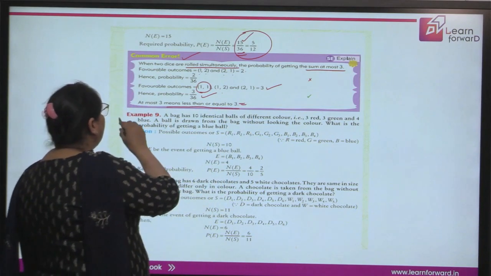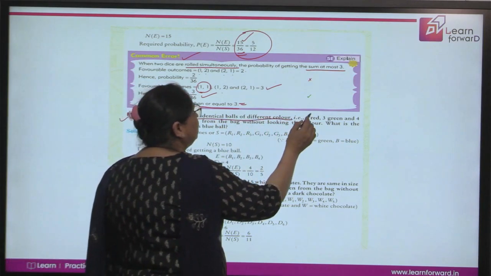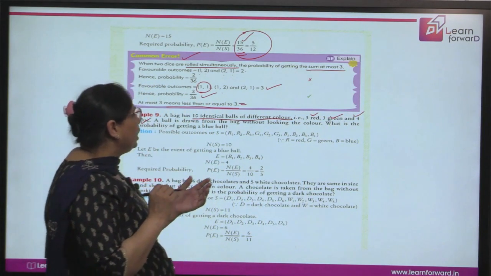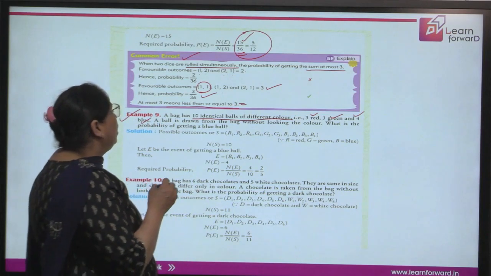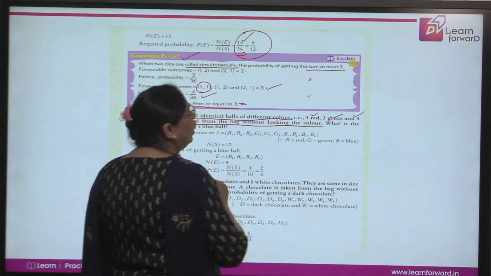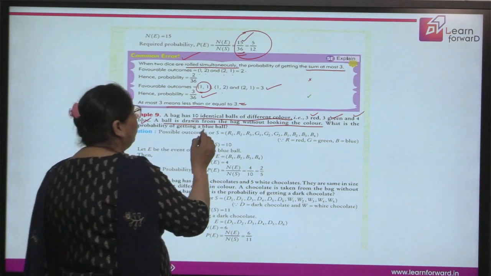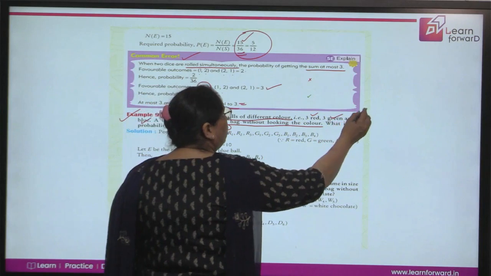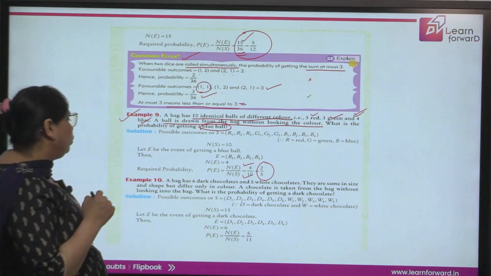Now example number 9. A bag has 10 identical balls of different colors: red, green and blue. The number of red balls is 3, green are 3 and 4 are blue. So the total number of balls is 10, and we have to take out a ball randomly without looking at the color of the ball from the bag. What is the probability of getting a blue ball? Because the number of blue balls is 4 and the total number of balls is 10, the probability will be 2 upon 5.